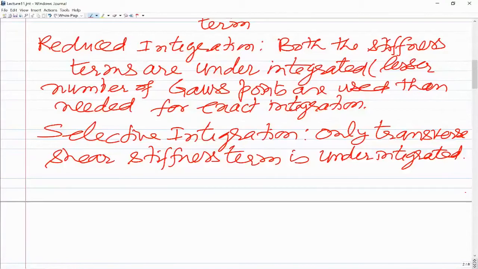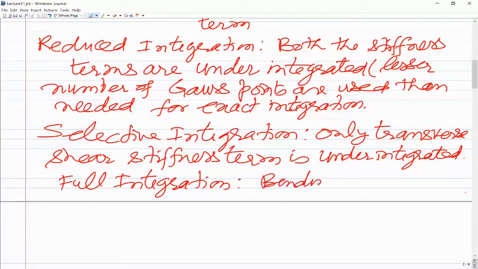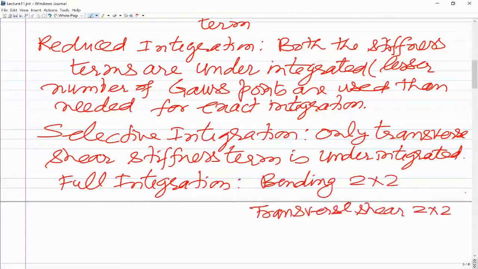Okay, so now if we talk of full integration, we have already discussed that if we are having a four noded isoparametric element, in full integration the bending term we evaluate using 2 by 2 integration, that is 2 points along xi direction and 2 points along eta direction. Whereas the transverse shear term is also integrated using the 2 by 2 Gauss quadrature numerical integration rule.